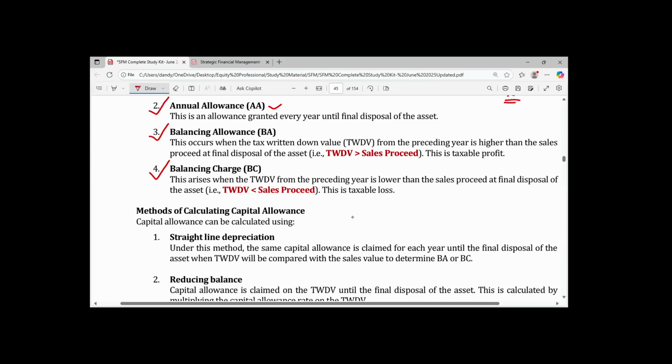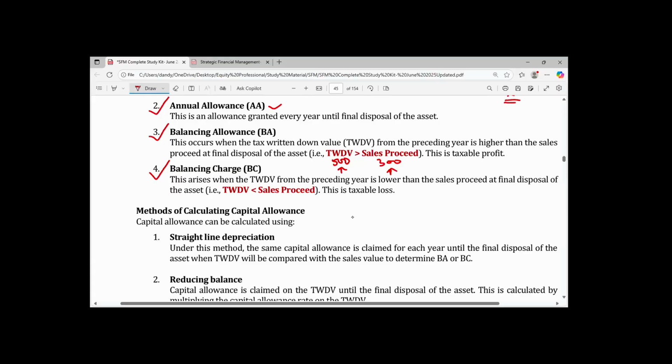Now, this is what, let's say, for example, you have a tax written down value in 2024 to be 500 million. Then in 2025, this asset is now disposed of at 300 million. The asset that was in your books, the asset that was 500 million, is now disposed of at 300 million. Therefore, the difference will represent balancing allowance.